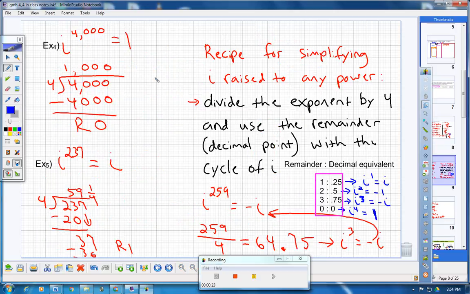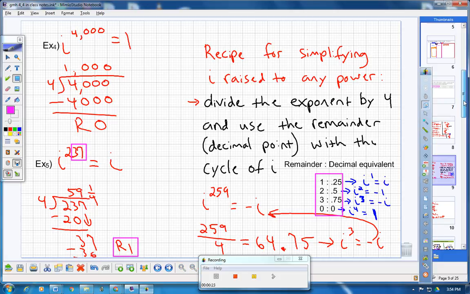Looking at a couple more examples, i to the 4,000th power is equal to 1. Then i to the 237th power. And remember the trick that I told you: look at the last two numbers. If the last two numbers are divisible by 4, then the number will be divisible by 4. So that's 37. It's really close. Let's see, 36. Is 36 divisible by 4? Yes, it is. 36 divided by 4 is 9. So then I would know that this is just one more in that cycle. So I know that i to the 237th is going to have a remainder of 1, and therefore be equal to i to the first power, which is i.